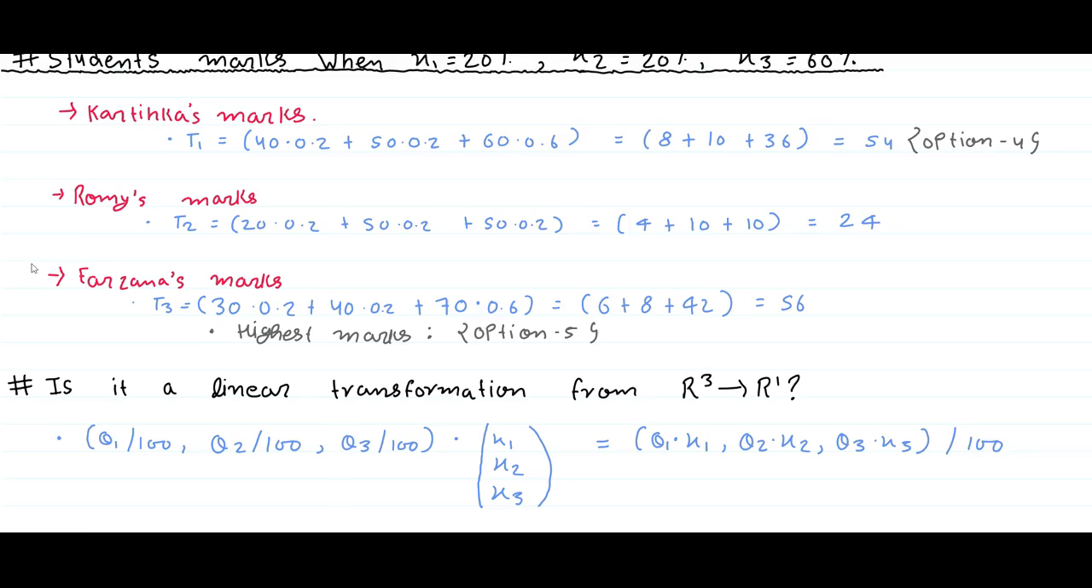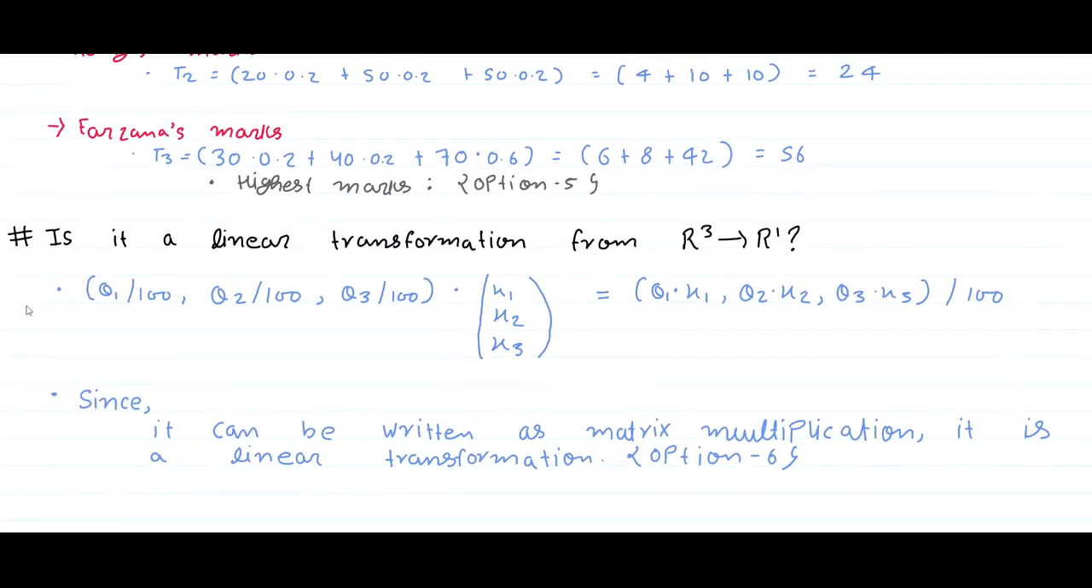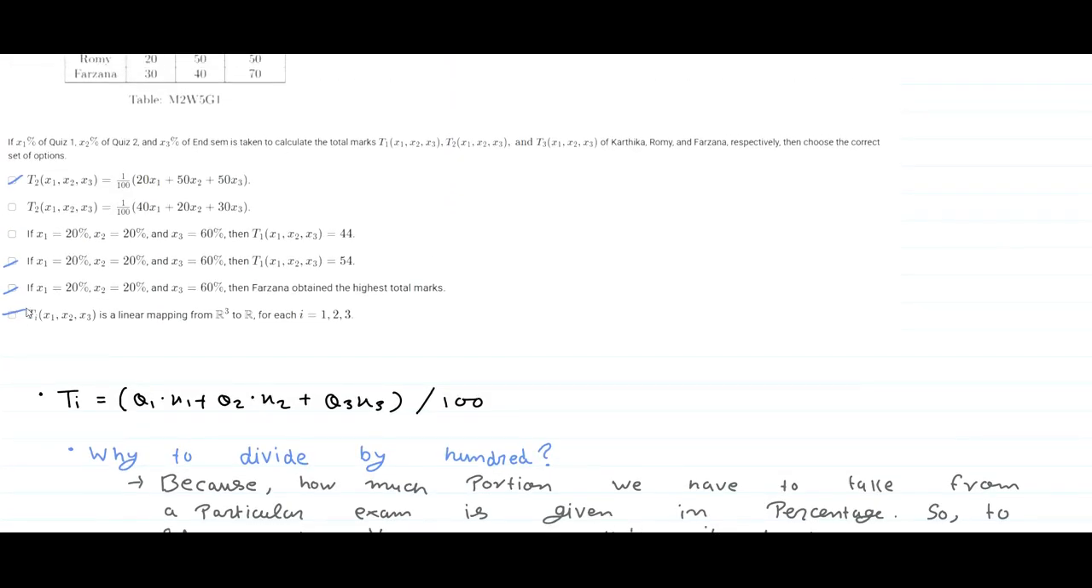Now, the last option asks whether it is a linear transformation from R3 to R or not. We know that if a transformation can be written as a matrix multiplication, then it is a linear transformation. And here we can clearly see that it can be written as a matrix multiplication. Hence, it is a linear transformation. It means that option number 6 is also correct. So the correct options for question number 1 are option 1, option 4, option 5 and option 6.